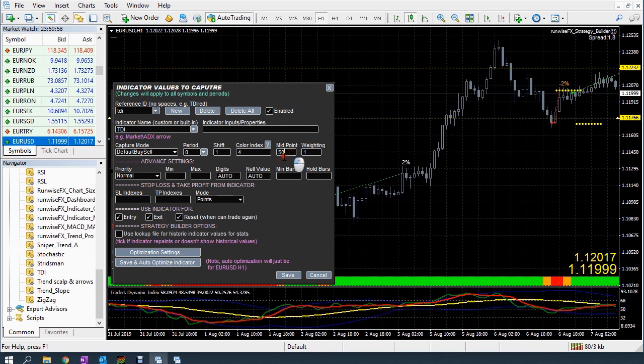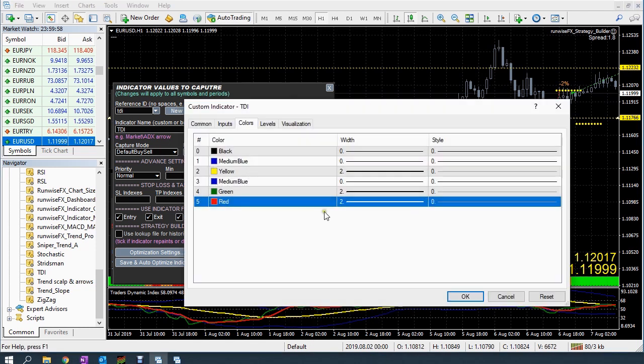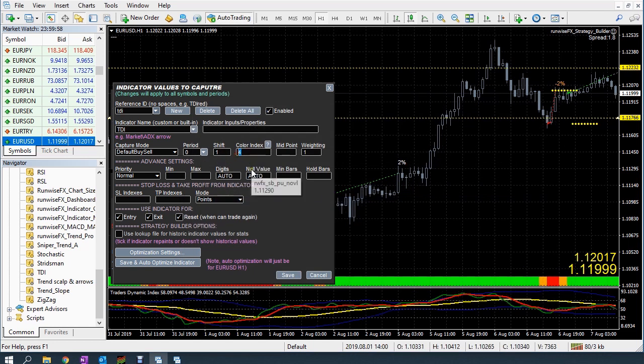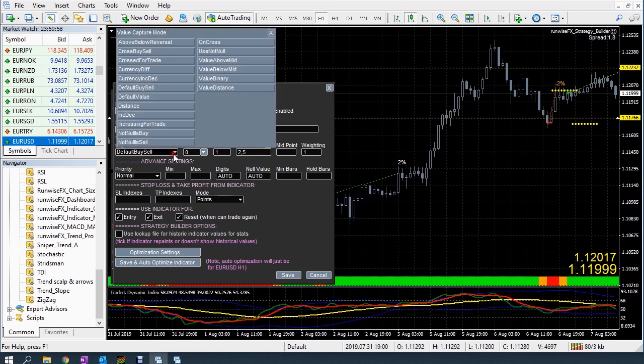So let's have a look now at two lines crossing each other. So we've got this red crossing the yellow. So let's have a look at that. We've got red, which is 5, crossing 2, which was the yellow. So we put the slow one first, which is the yellow, and then the faster one that's doing the crossing, 5, and then we've got a capture mode, cross buy sell.